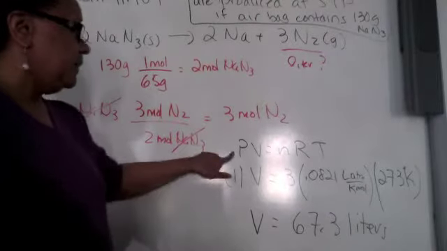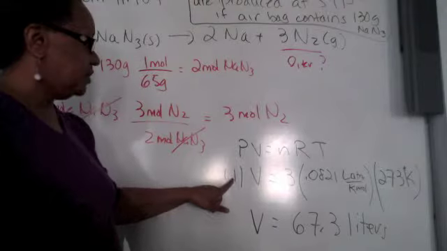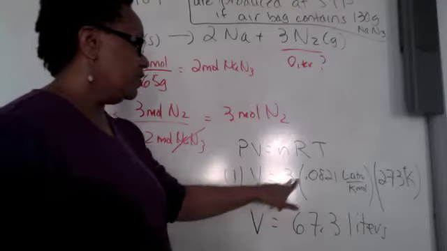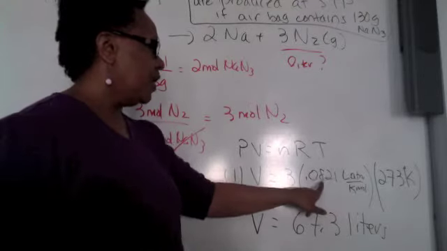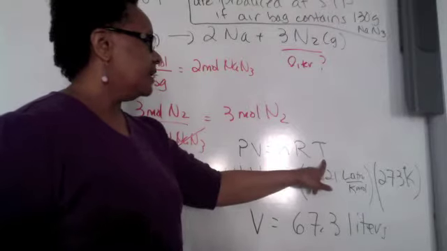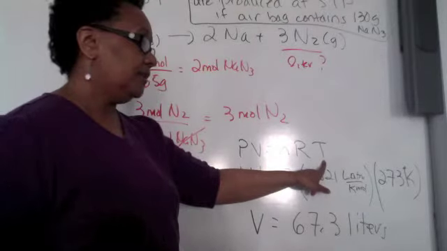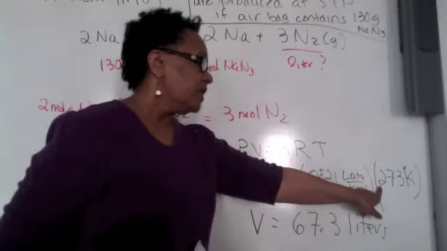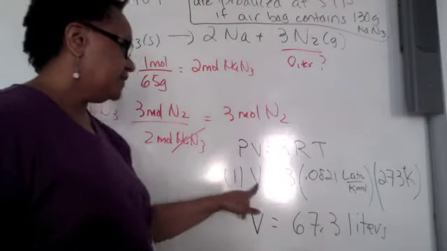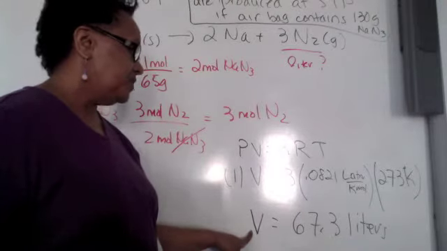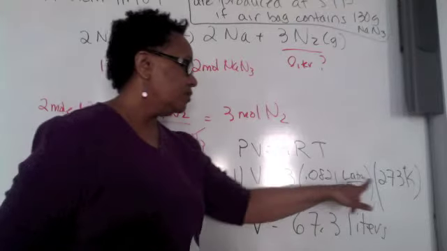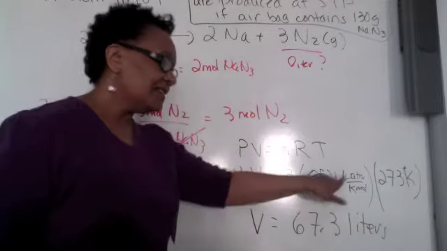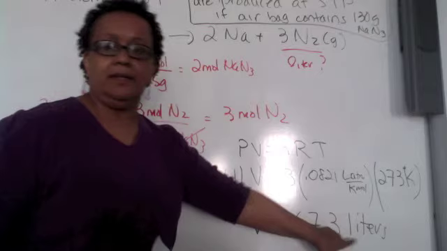PV equals nRT. The standard pressure is 1 atmosphere. The volume is what I'm looking for. I have 3 moles of material. My gas constant is 0.0821. And my temperature is 0 degrees Celsius, but you add 273 because you must use Kelvin with the ideal gas law and all gas laws. And so that's 273. So 1 times V is just V. I don't have to do any division here. And 3 times 0.0821 times 273 is 67.3. And because my gas constant has liters in it, this has to be liters.